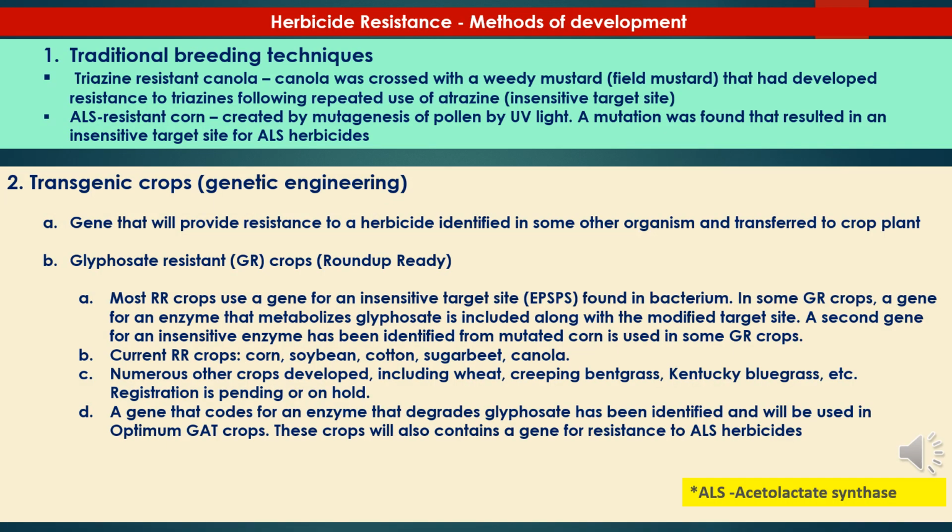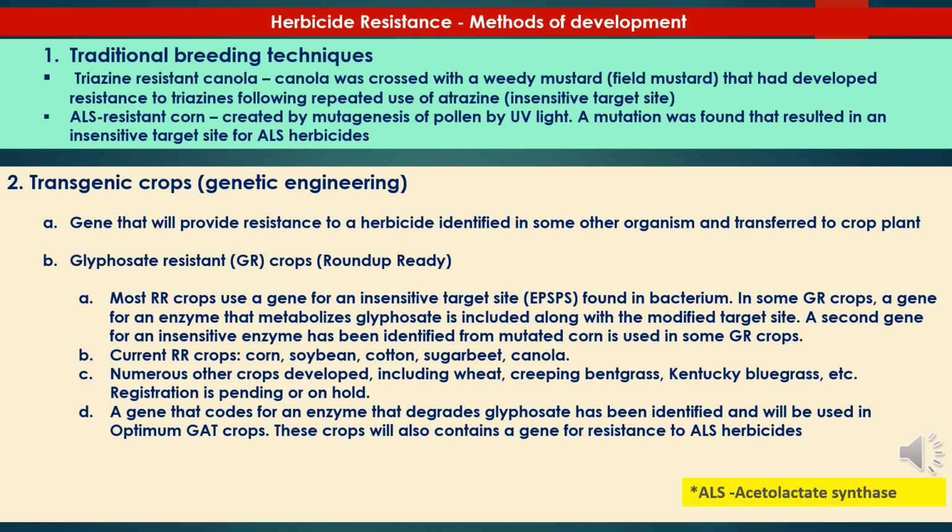For developing herbicide resistant crops, there are different methods of development. First one is traditional breeding techniques. For developing canola, triazine resistant canola was crossed with bird's rape mustard, known as field mustard, that had developed resistance to triazine following repeated use of atrazine, which is an insensitive target site.